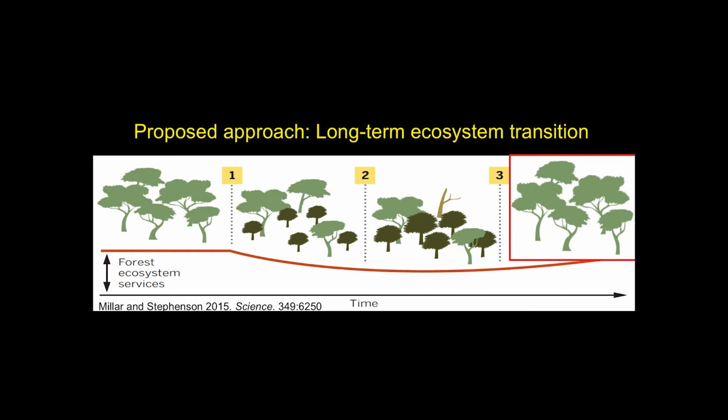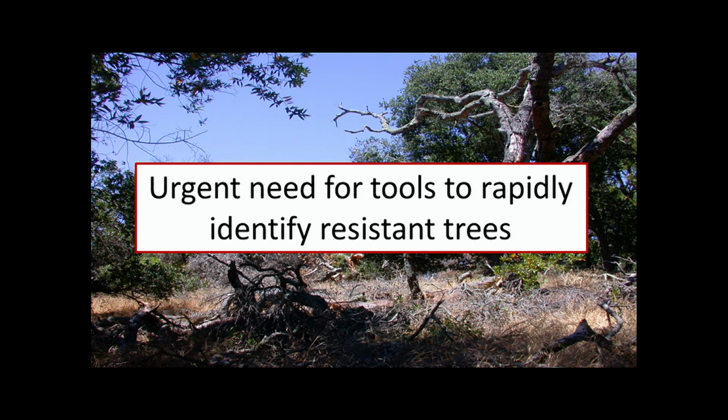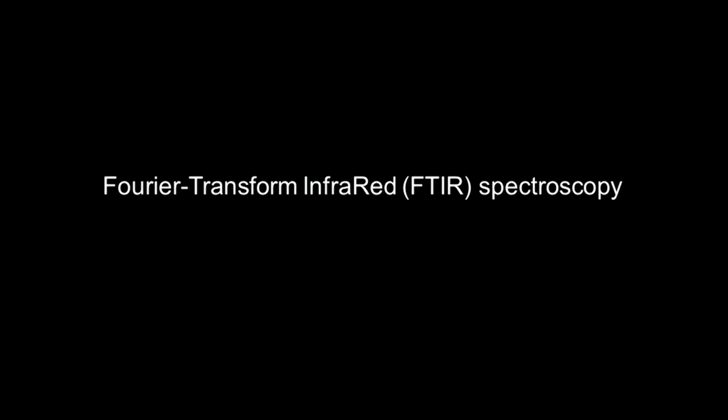So to do that, we need to work on resistance. Now, to work on resistance with trees, it's not trivial. So we need tools to be able to rapidly identify resistant trees that we can then propagate or breed for more resistant offspring that we can outplant in the forest environment. So this is where our science comes in. I want to tell you a little bit about Fourier transform infrared spectroscopy, which is a mouthful to simply say that we can generate chemical fingerprints for trees to identify resistant and susceptible individuals.